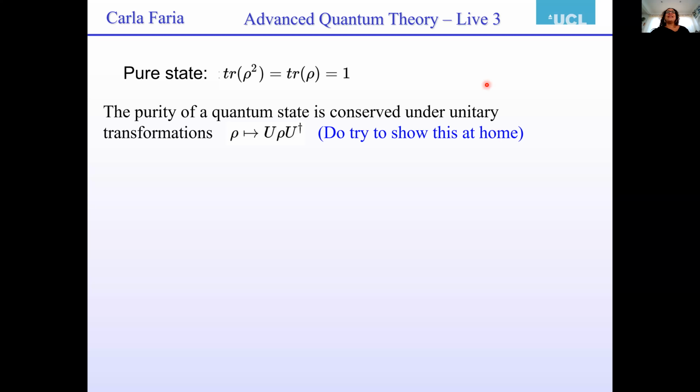And do try to show that if you perform a unitary transformation on ρ, the purity is going to be conserved. So take ρ to U dagger ρ U, and then see what happens to the purity. This should also be easy to show at home. Do give it a try.